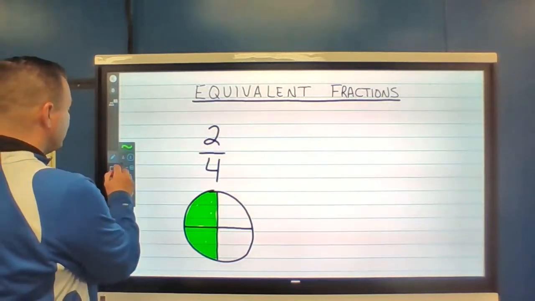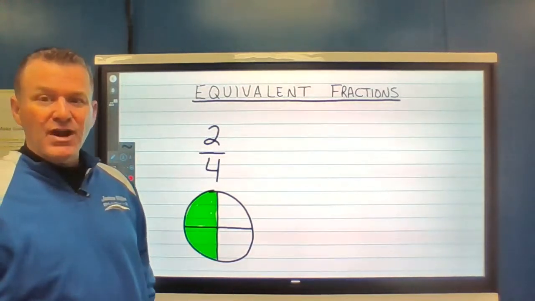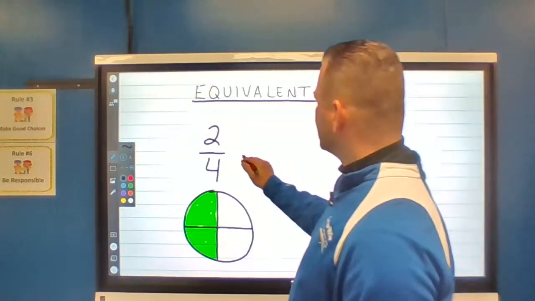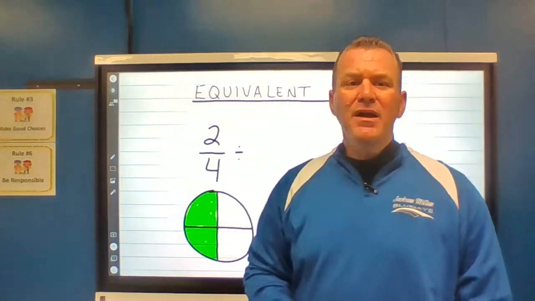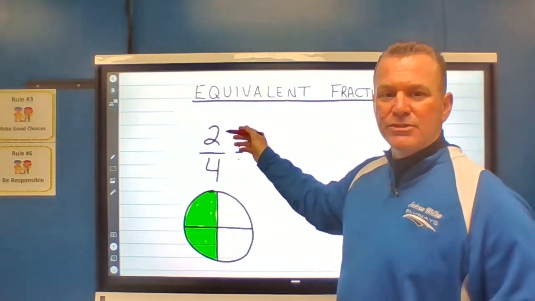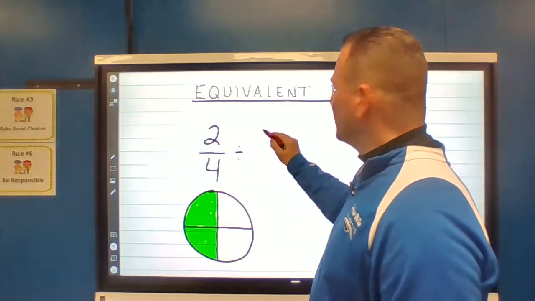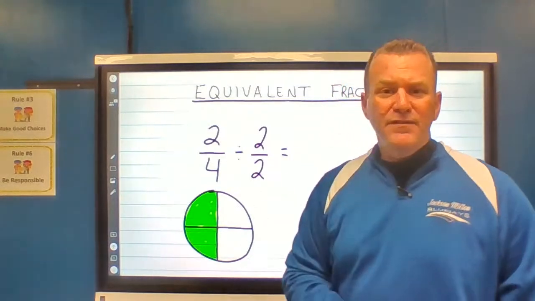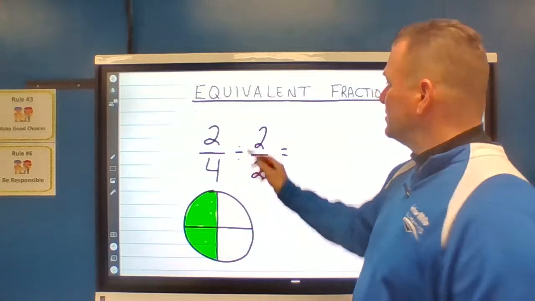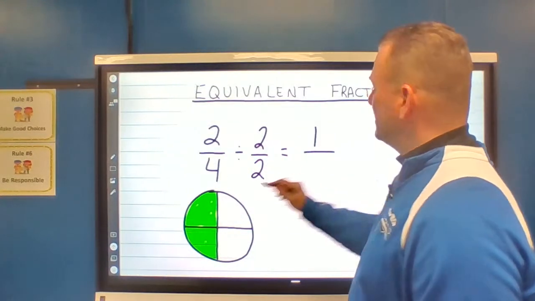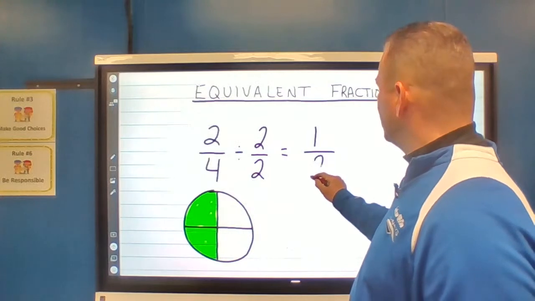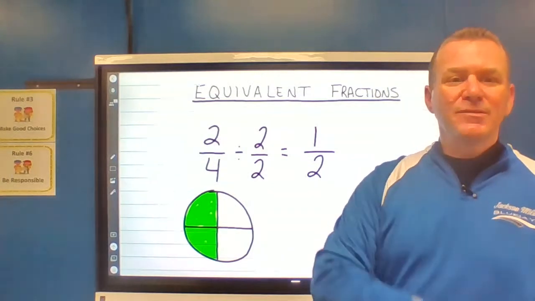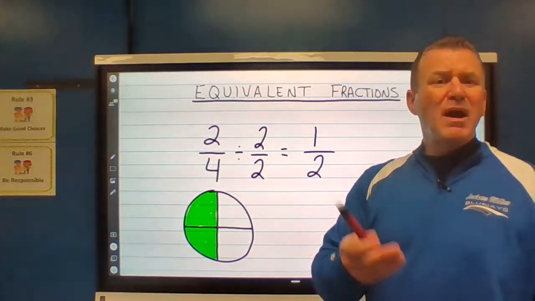So we're going to show you when we're simplifying or reducing fractions, that we're just uncutting the pizza. So I would divide 2/4 by a number that goes into both my numerator, which is 2, and my denominator, which is 4. You should know that 2 goes into both of those. So if I divide 2/4 by 2/2, 2 divided by 2 is 1, and 4 divided by 2 is 2.